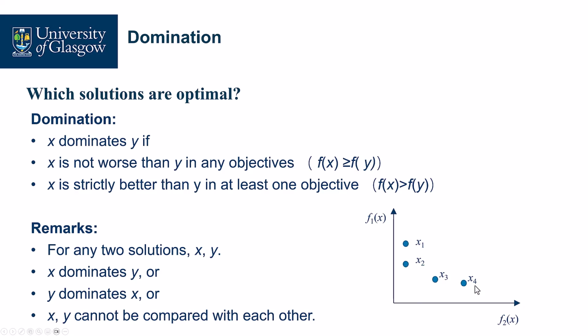x2, x3, x4, these three solutions, we can't compare them with each other, because for one objective one is better, but for the other it becomes worse, right? So x1 is better than x2, but does x1 dominate x3 or not? Yes or no? No, right? x1 dominates x2, but doesn't dominate x3, because consider f2, x3's f2 is better than the one for x1, right? So this is the domination concept.